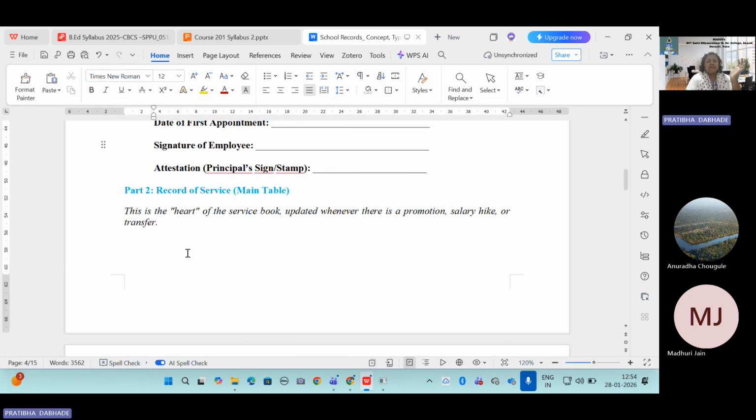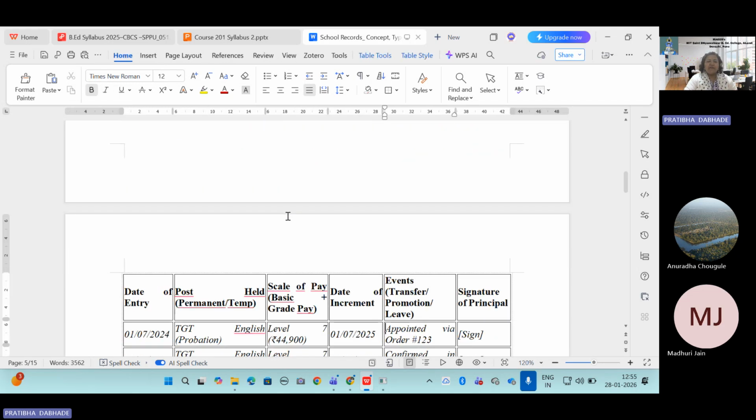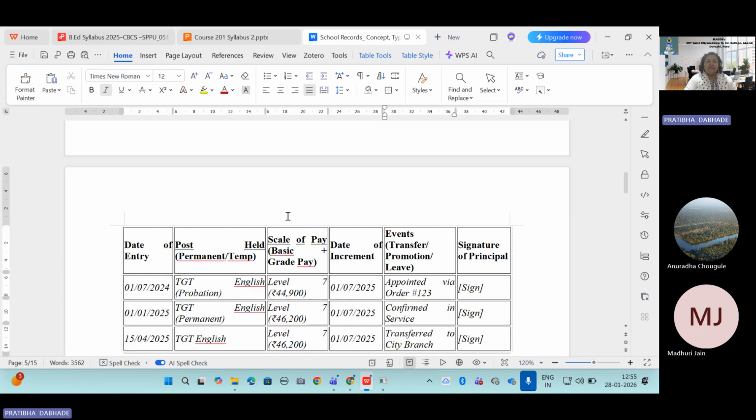Then next you can see the record of the service. मतलब उन्होंने कितनी सर्विस की है, right? Basically it is called the heart of the service book. Updated whenever there is a promotion, salary hike, everything is there, right? I'm just giving you an example along with the table.